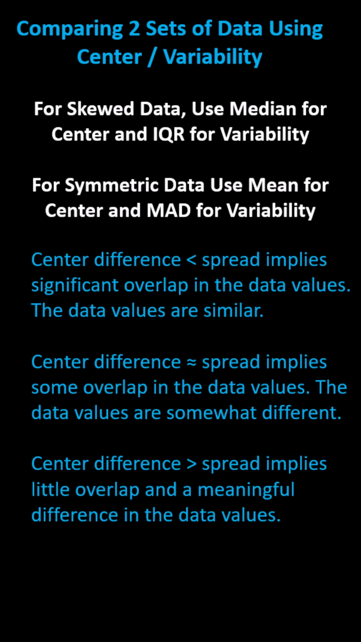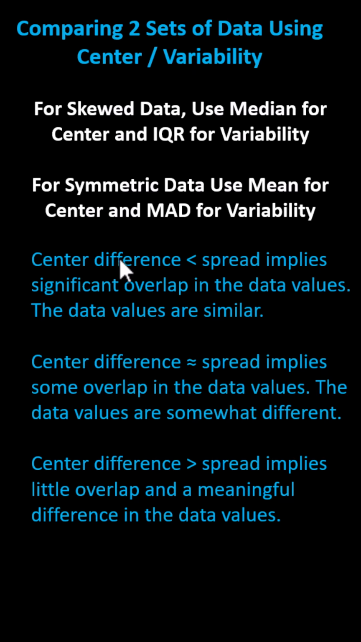This lesson will show how to compare two sets of data using center and variability. For skewed data, meaning data with outliers, we use the median for the center and the interquartile range for the variability. For symmetric data, we use the mean for the center and the mean absolute deviation for variability.